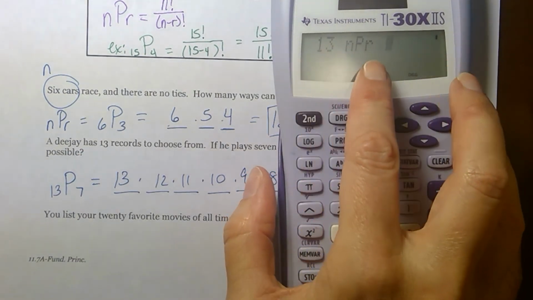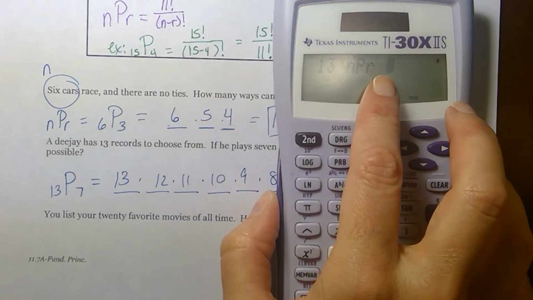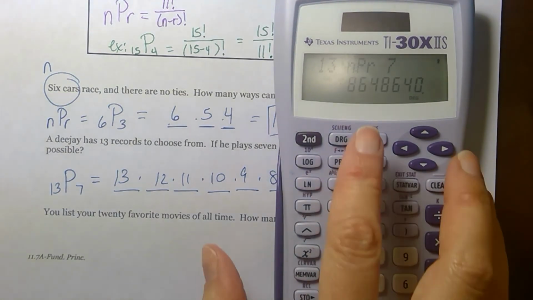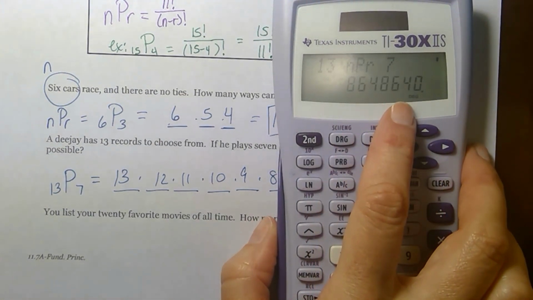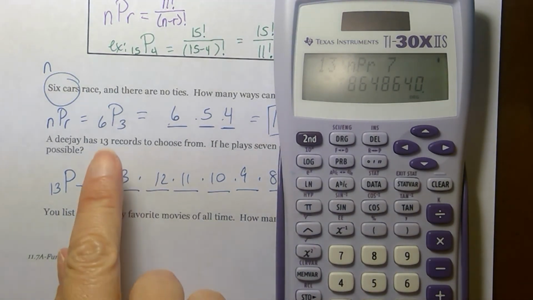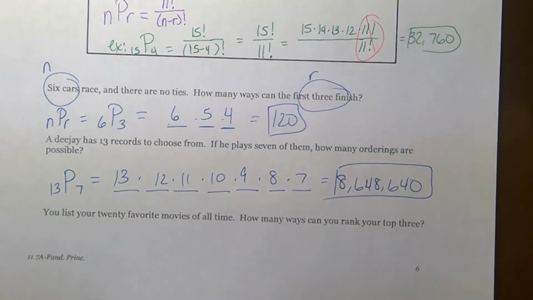I've got n, I'm telling my calculator I'm doing permutations. Now I need to enter r. In this problem, r is 7. Enter and it gives me the correct result. Now I want you to practice using this permutation button by doing 6 pick 3. 6 permutations, choose 3. Make sure that you get 120 as your answer. And then do this last problem.